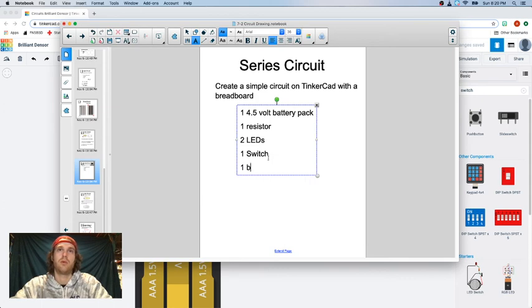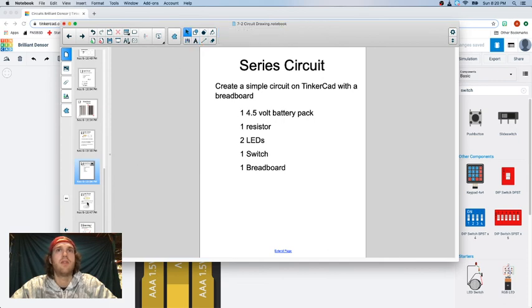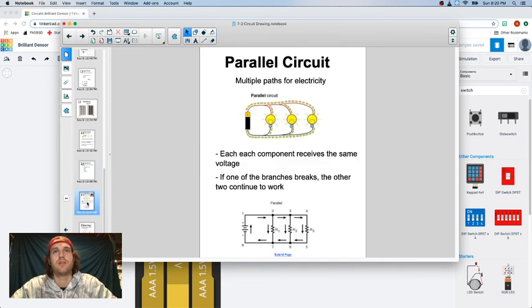One breadboard. All right, and then the next kind, which we're not going to do one of, I'm going to let you try and figure it out on your own. A parallel circuit: multiple paths for electricity.